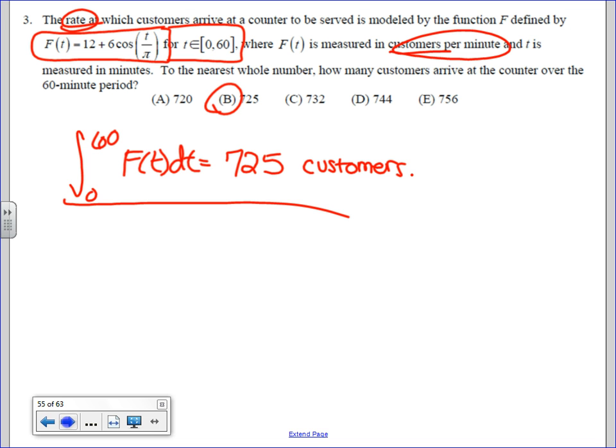I know, but what am I trying to develop in you? A habit of explaining your work. Why am I doing that? For the multiple choice? I'm doing it for the FRQ. Let's keep going. Number 5.